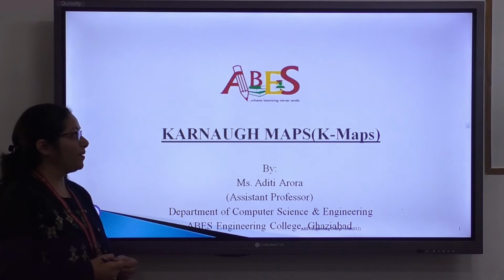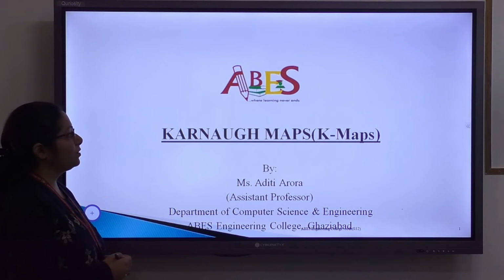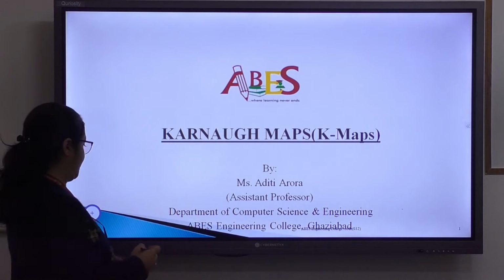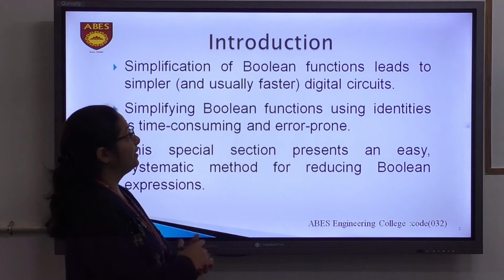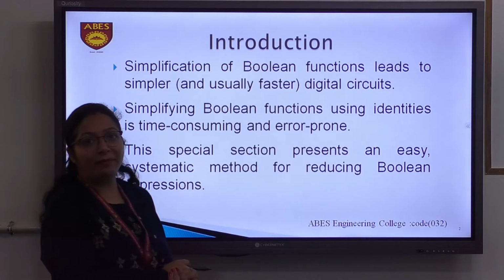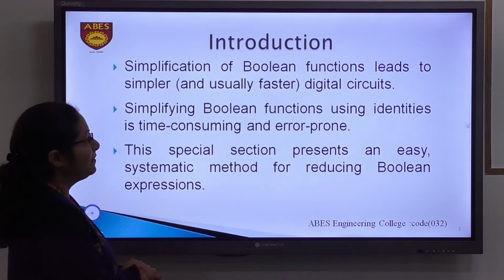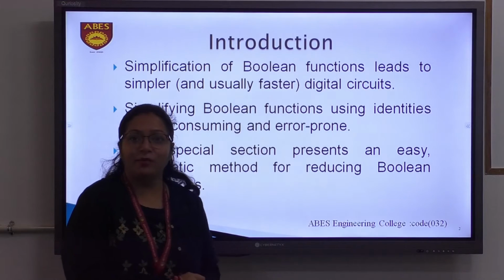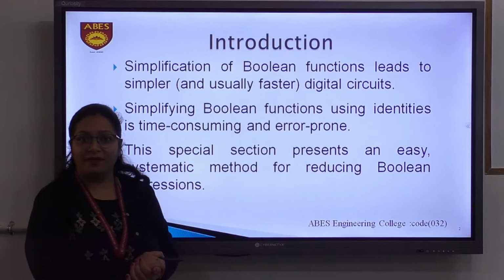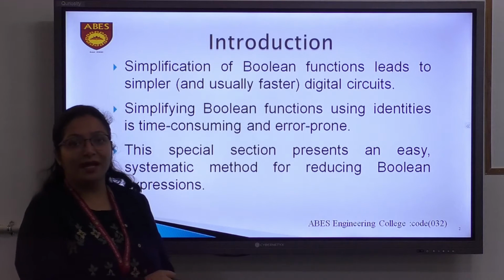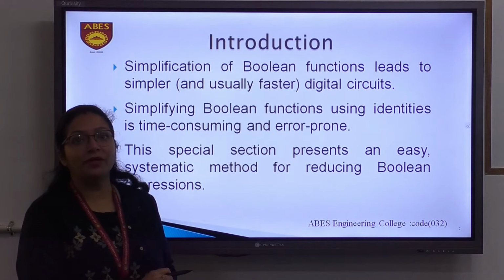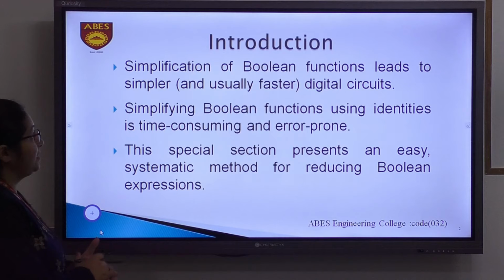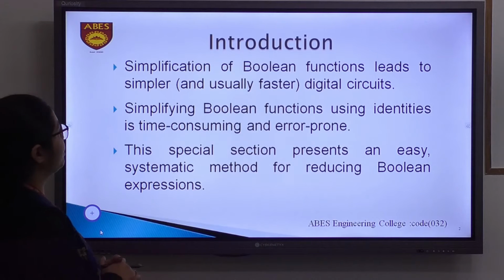Today our topic is K-map, which is also known as Carnot map. First of all, we need to understand what the need of K-map is. We have basically two methods to solve any Boolean function. One is through simplification, for which we use the properties, and the other way of solving any Boolean expression is through K-map. Simplification of a Boolean function leads to simpler, usually faster digital circuits.